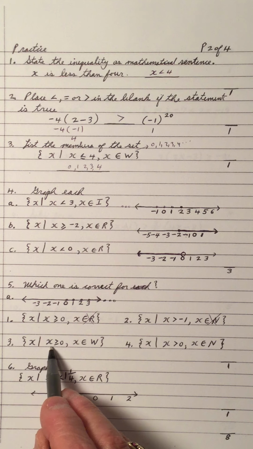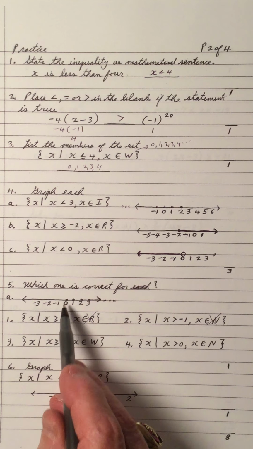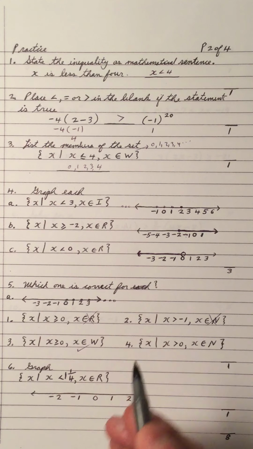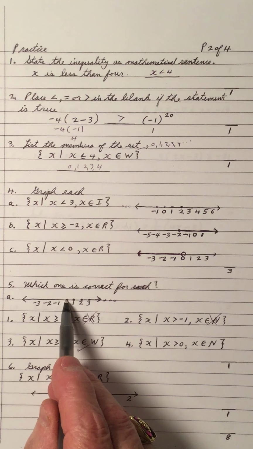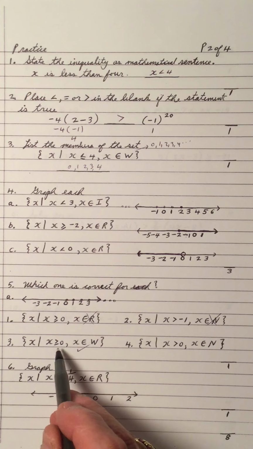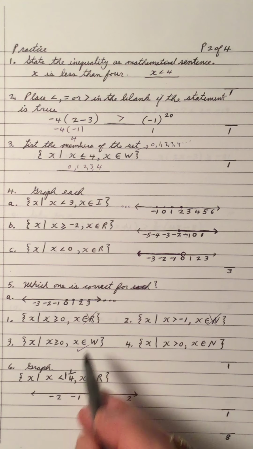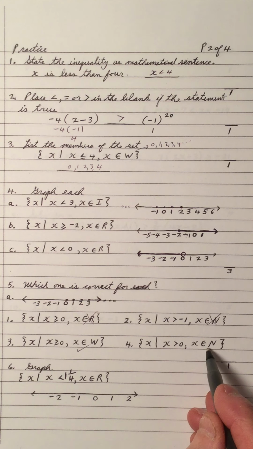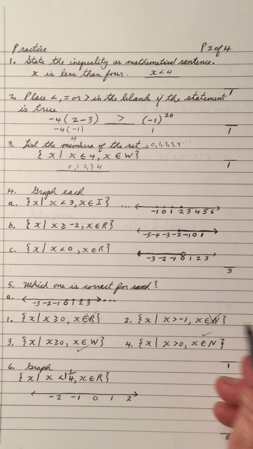And we have greater than or equal to 0 belonging to the whole numbers, and this one is correct. Greater than or equal to 0, there they are, going to the right, and we start at 0, and 0 is a whole number. And greater than or equal to 0, this one is also correct.